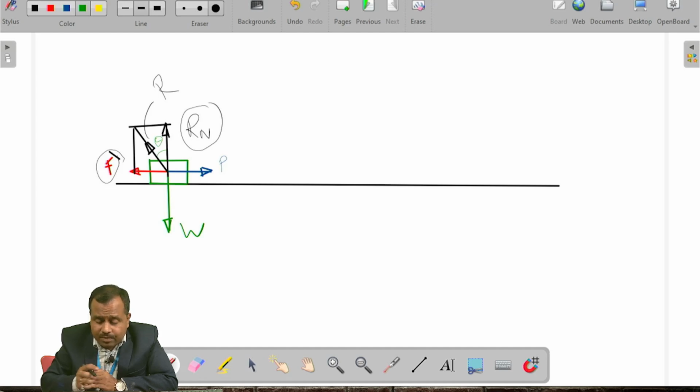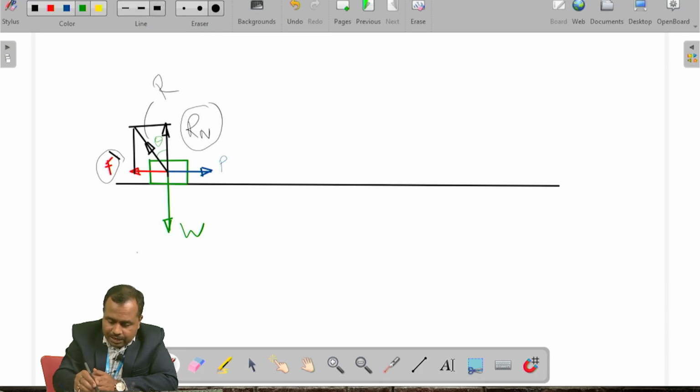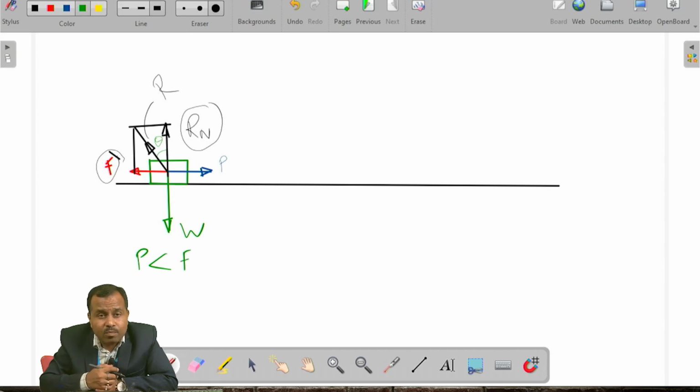Now the frictional force F is developed due to the applied force P. So it is the resistance to motion, but the magnitude of the applied force P is very less right now. For this particular condition, P is less than F, so the box will not move or the object will not move.